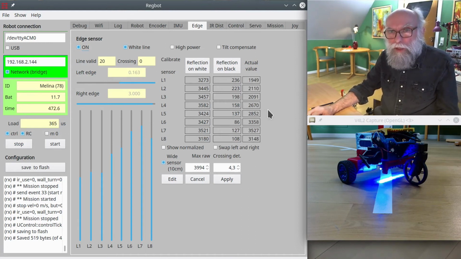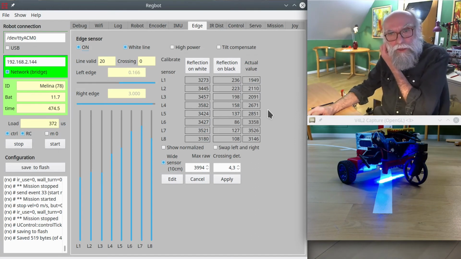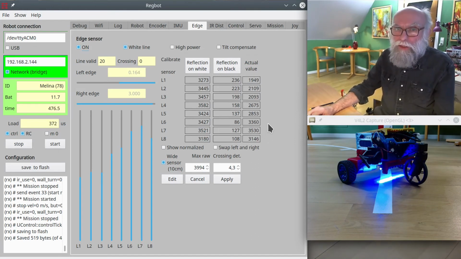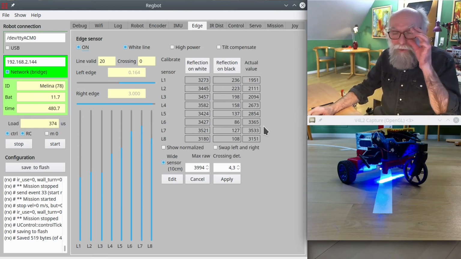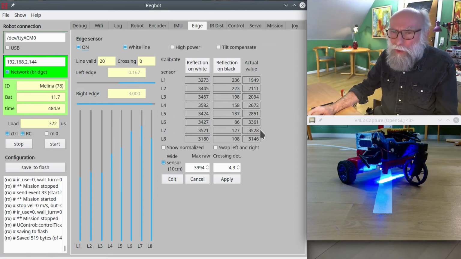The AD converter has 12 bits. That means the highest value is 4,096. And that means this is about the highest it gets before we get any saturation in the AD converter.